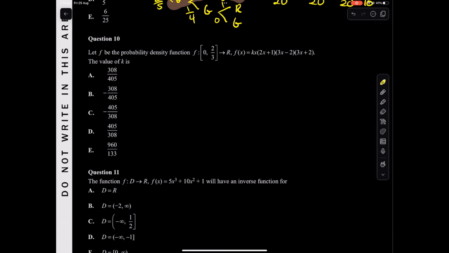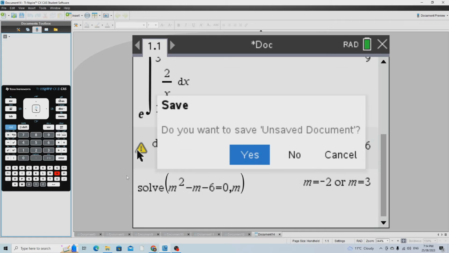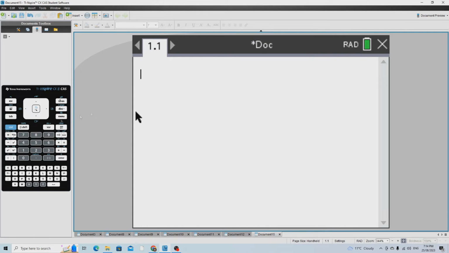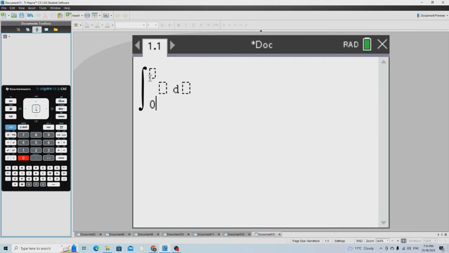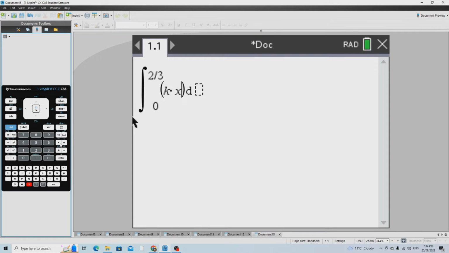Let f be the probability density function f of x, given by this. The value of k is very easy. So what I need, Control N this, and what I will do is go and add a calculator and pretty much just say shift plus, from 0 to 2 over 3. The area of this whole function must equal 1, because it's a probability distribution.